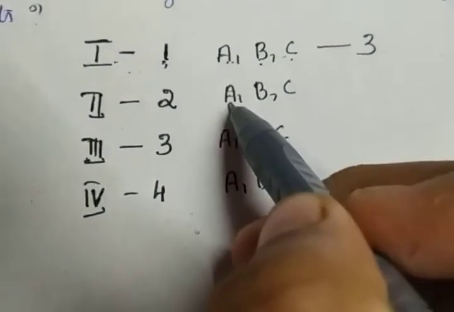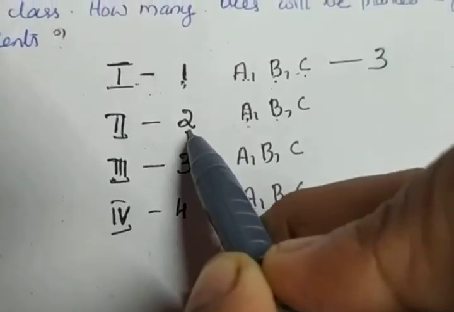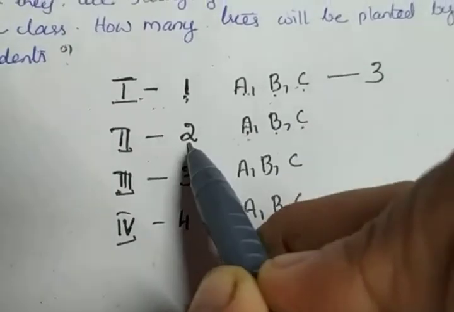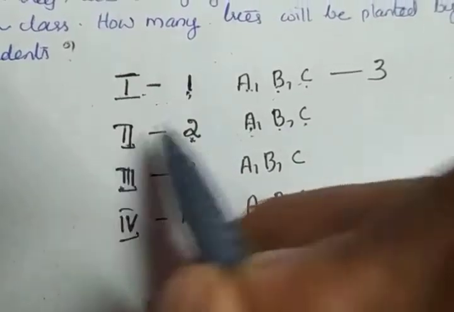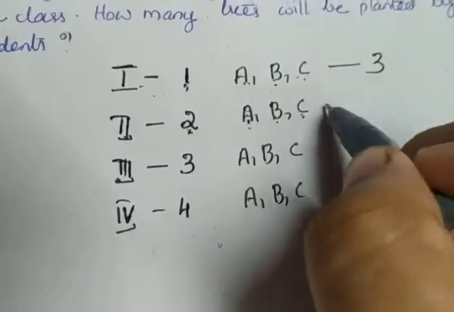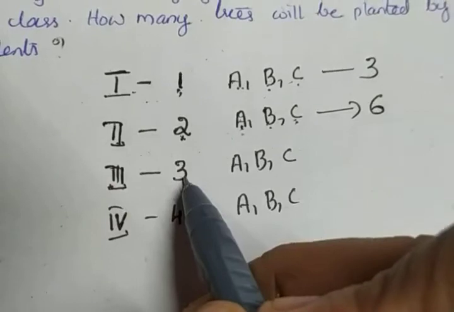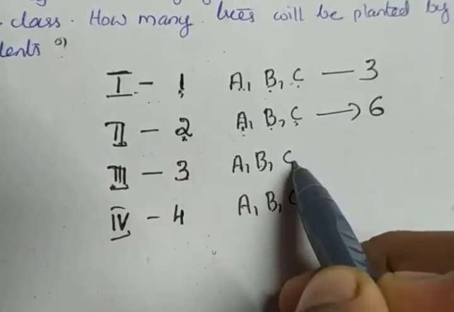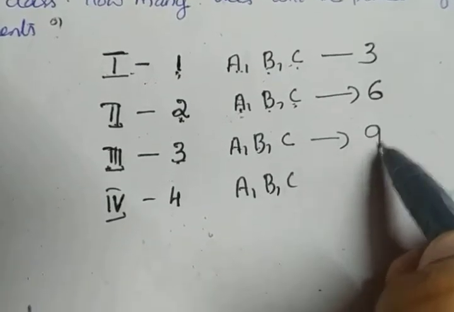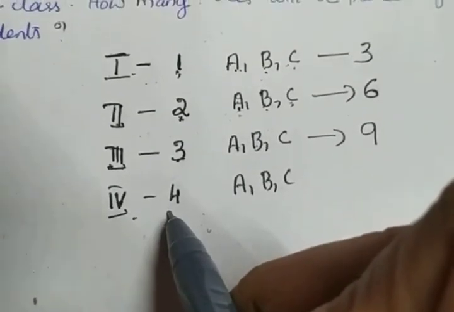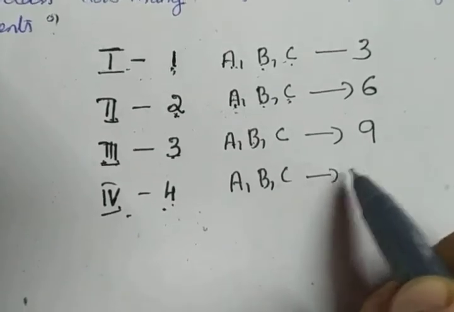Okay, so one section of second standard will be planting 2 trees. The second section again plants 2 trees. Third section again plants 2 trees. So altogether, total plants planted by the second standard will be 3 into 2, which gives you the number as 6. Again, each section of third standard will be planting 3 trees, and there are 3 sections. So total planted by the third standard students is 9. Likewise, total number of plants planted by fourth standard students will be 4 into 3, 12.